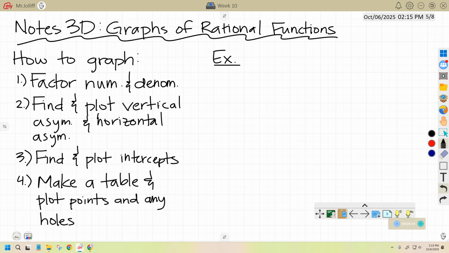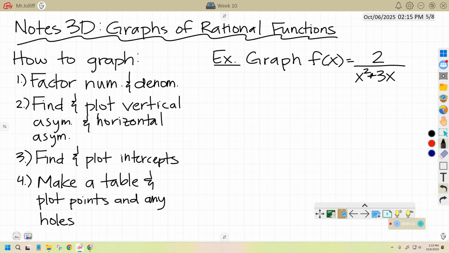So our first example, we are going to graph f of x equals, and if I remember correctly, it was 2 over x squared minus 3x plus? Plus. Yes, plus. Thank you. Oh, that is the worst plus I've ever drawn. Long day.